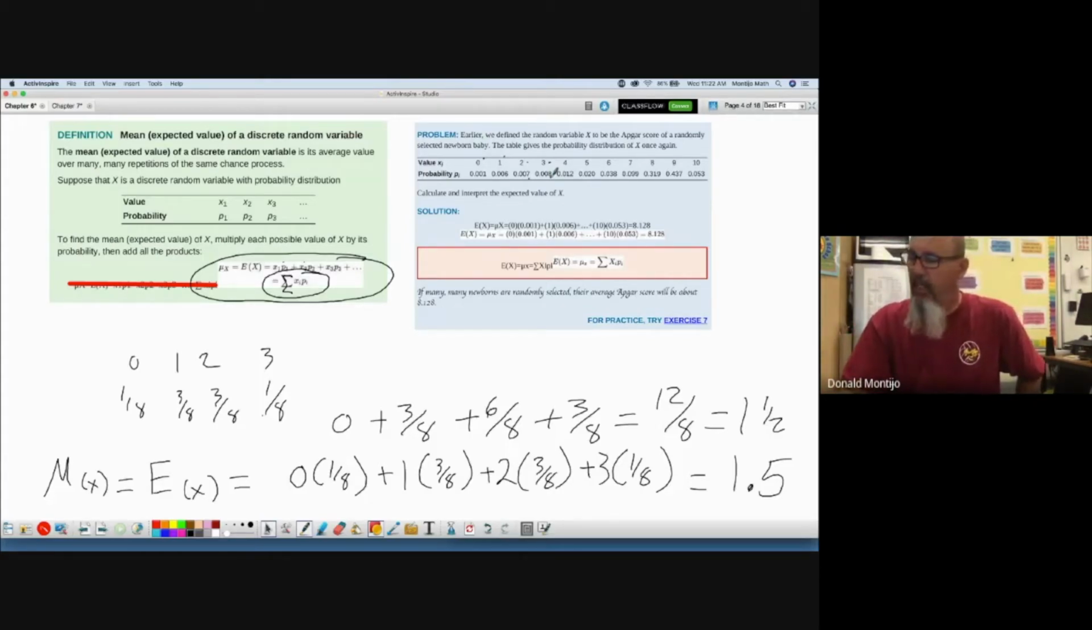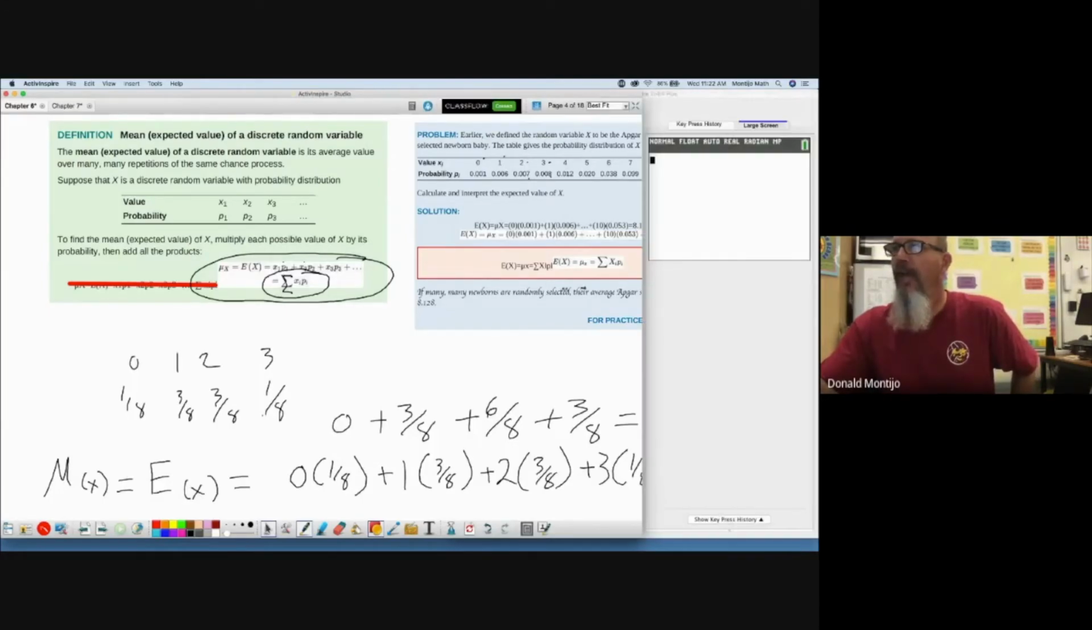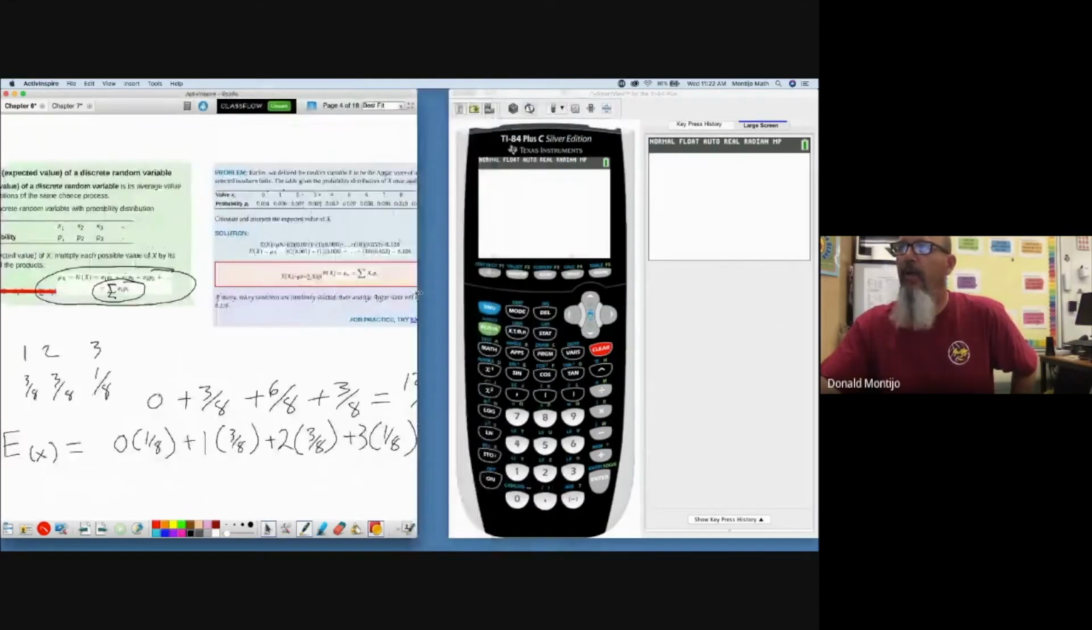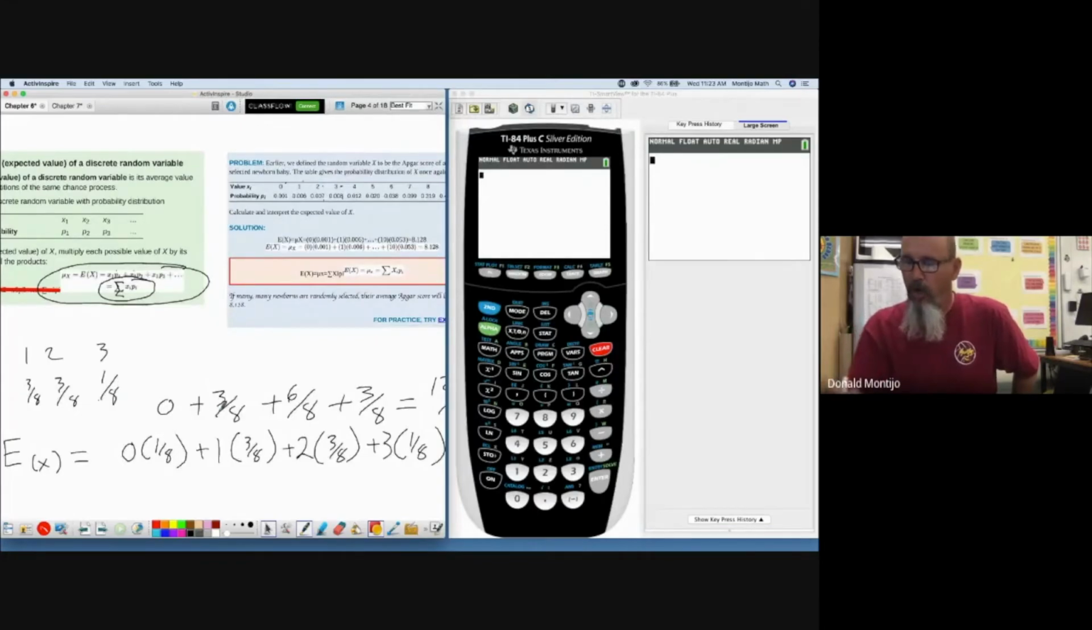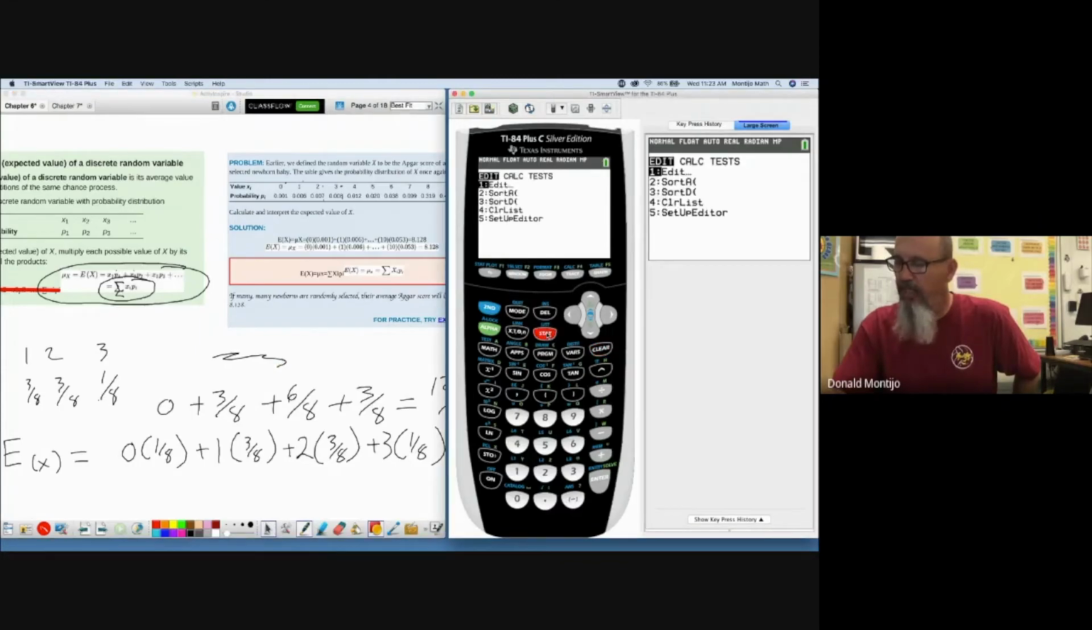So let's take a look at our having girls problem, and let's use our calculator to do all the heavy lifting for us. So let me grab our calculator here. So if I want to find the mean of this random variable x, which I've done the work for all over in here, let's look at using our calculator to do that. Remember, our lists are going to be our best friend. If we can learn to manipulate this list, everything is going to be so much easier for us.